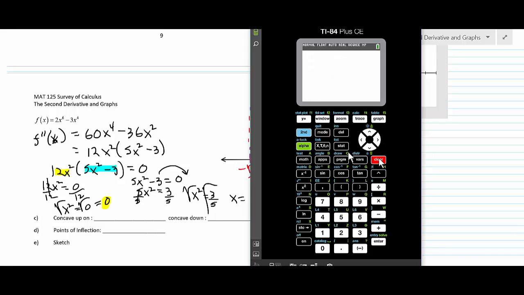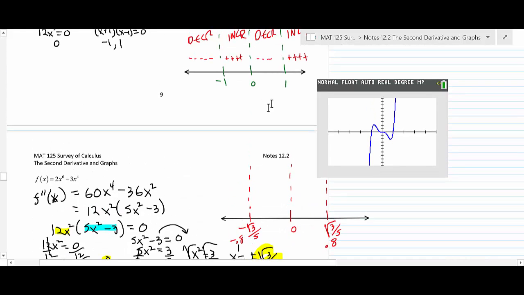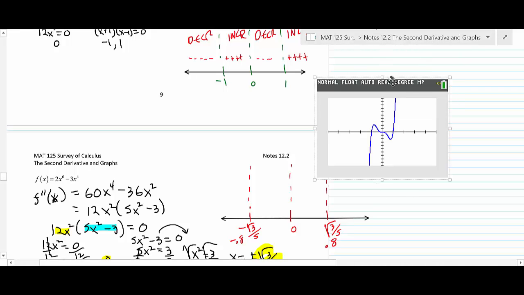First thing you'd probably want to do is go work out the square root of 3 over 5 and just get a decimal on that. So that's about, let's just say, 0.8. This is about 0.8, and this is about negative 0.8, like this, okay? Now I want to save you a little bit of time on this.